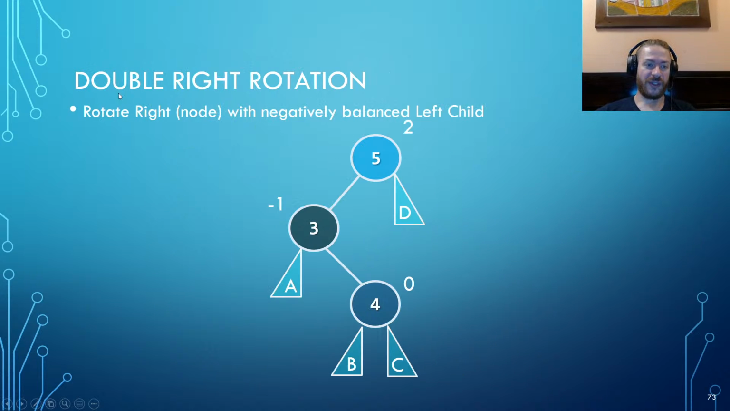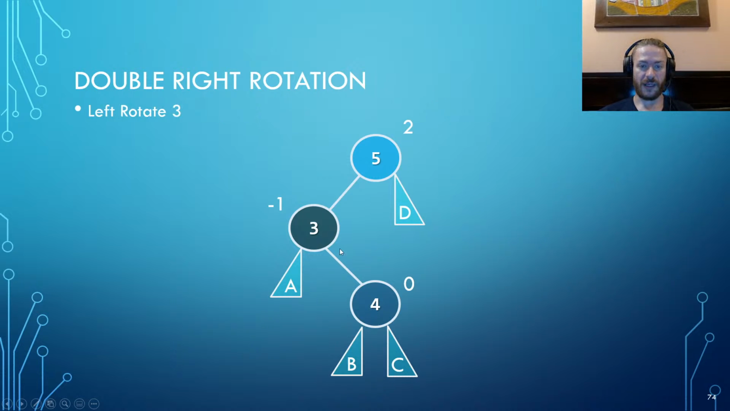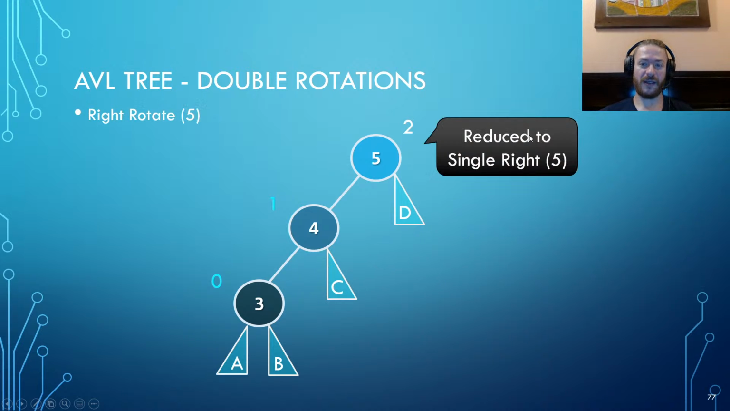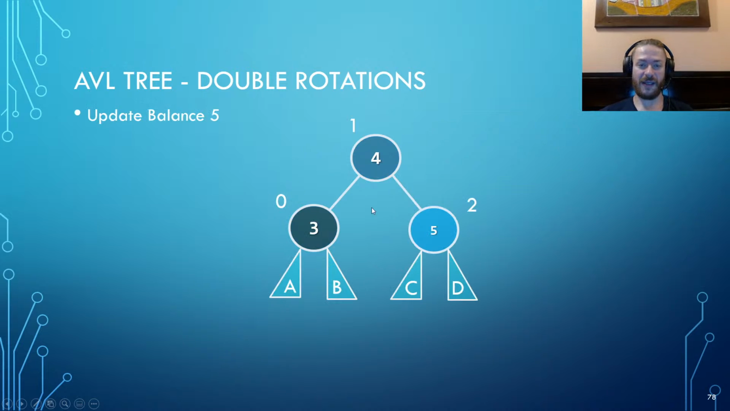So how to solve it? We need to do double rotations. So we need to rotate right with a negatively balanced left child. Left rotate 3, like this, double rotation. Boom. Then update the balance, and then rotate again, and now the tree is balanced.